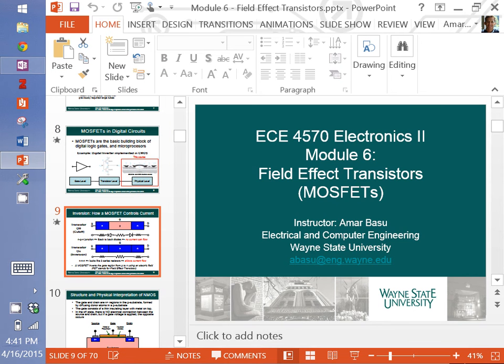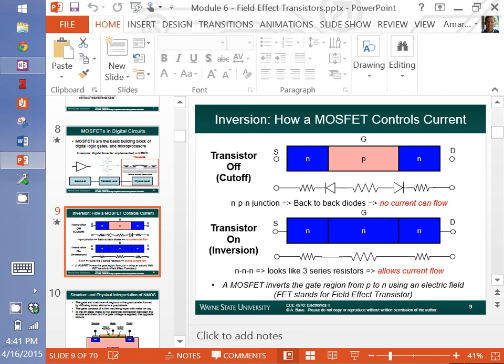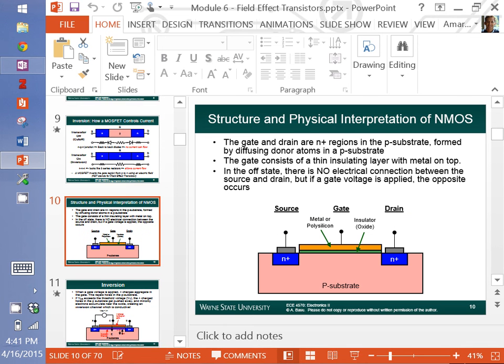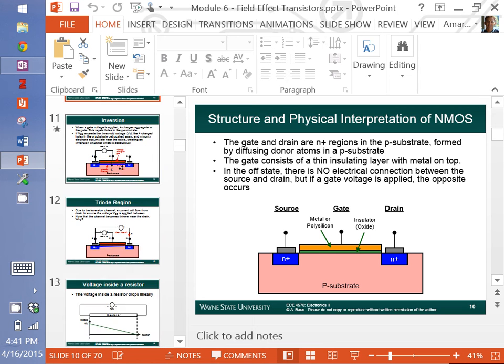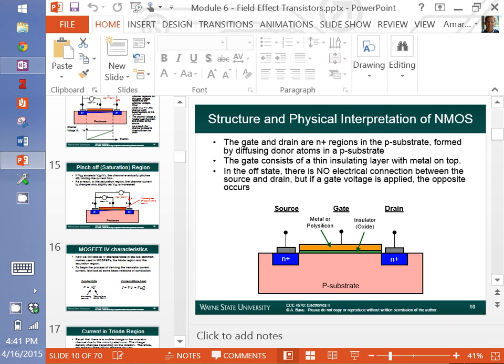Okay, so last time we were talking about conceptually and qualitatively how a MOSFET controls current. We talked about inversion, and so today we're going to continue along that discussion and talk about the different operational modes and some of the IV characteristics and so on.